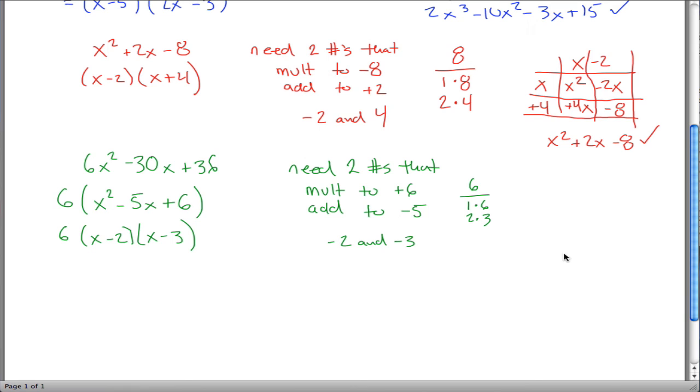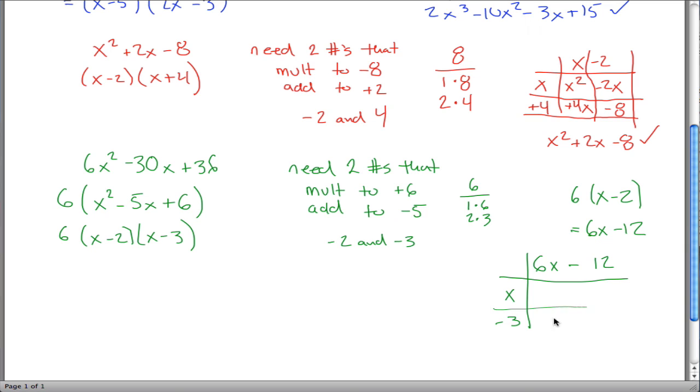And then I can check my answer by figuring out that 6 times x minus 2 is equal to 6x minus 12. And then 6x minus 12 times x minus 3. If I multiply all three of them together, here's the first two and here's the third one.